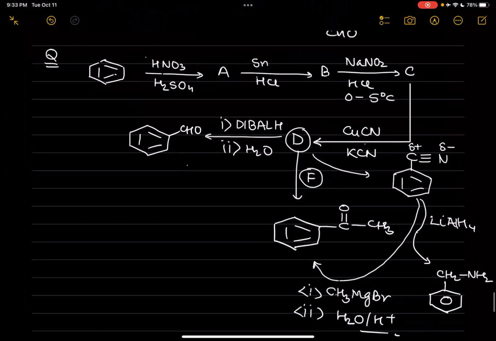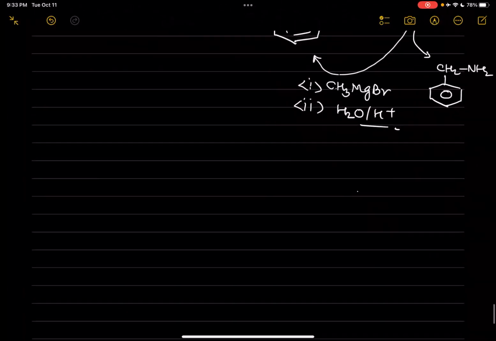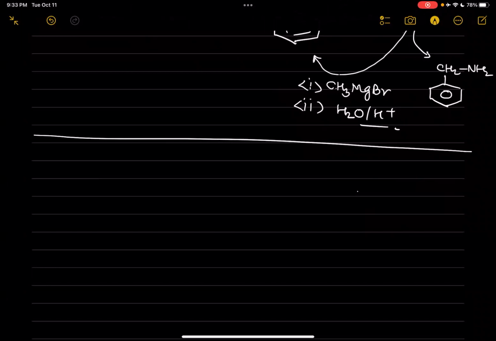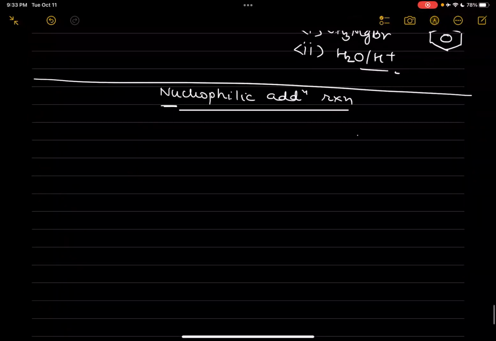So this is all about the preparation. And now we come to the reactions. Okay. So the reactions are of many types. So one is your nucleophilic addition reaction. Okay. So in the nucleophilic addition reaction, this carbonyl group is polar.